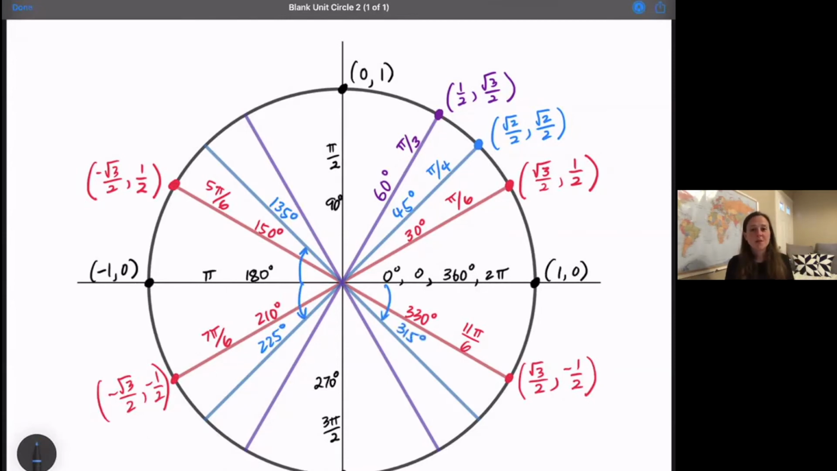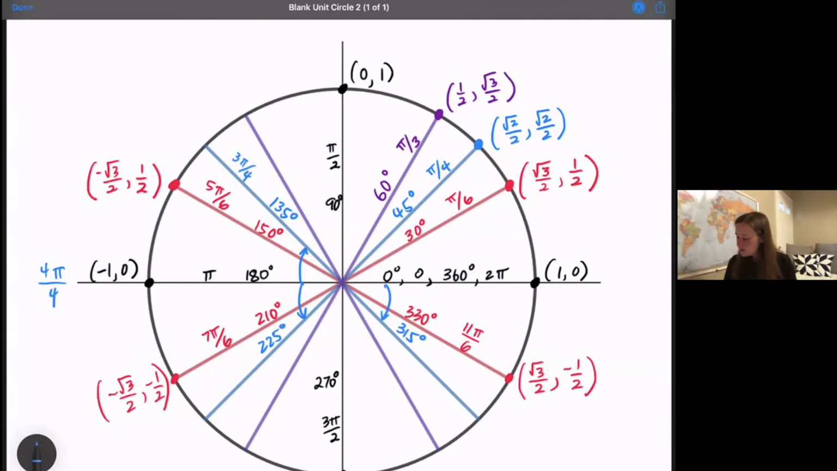For our radian measures, I'm going to do the same thing I did before. I'm going to think about everything that I know as a pi over 4 angle. So pi, I'm going to think of that as 4 pi over 4. The 4s would cancel and give me pi. If I'm going up into the second quadrant, I'm 1 pi over 4 short of having 4 pi over 4. So this is going to be 3 pi over 4.